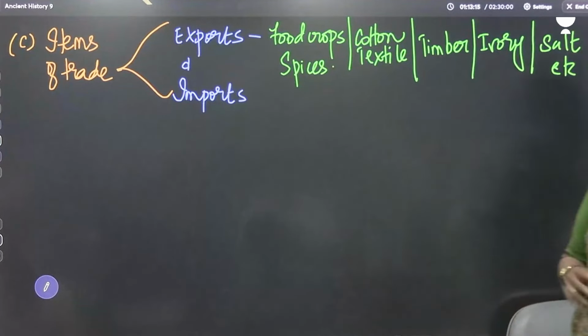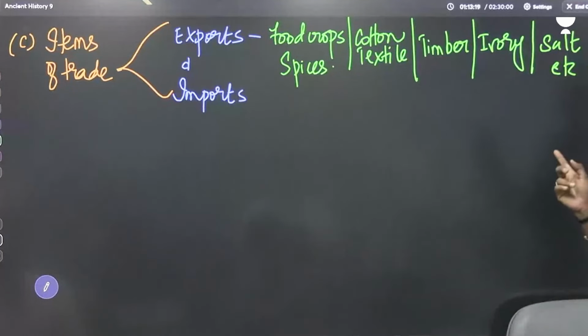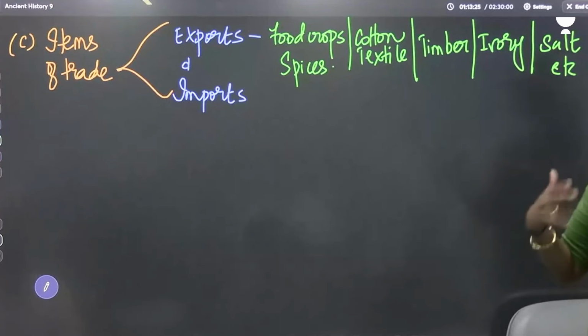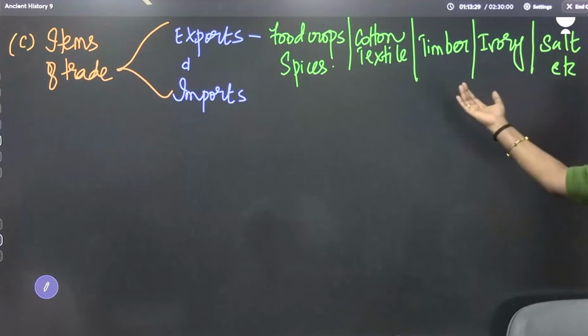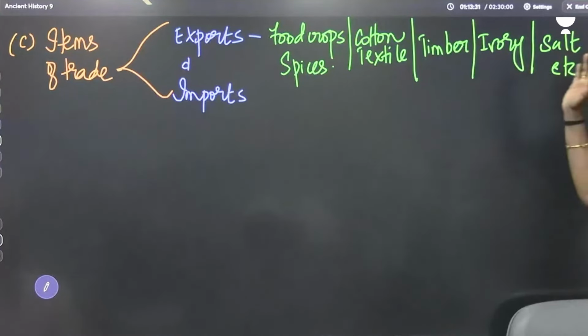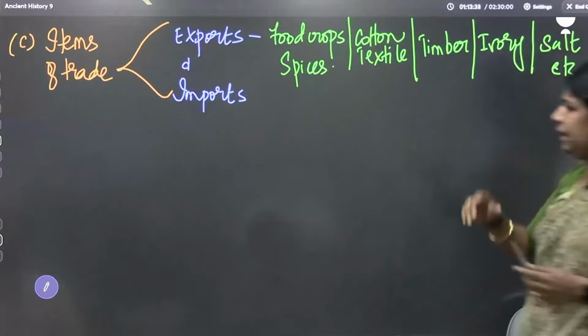So Aryans exported food crops, cotton textile, Sindon, timber, getting lots of timber they had. Varieties of timber, teak, ebony, rosewood, all sorts of timber, logs. They used to export, then ivory. So which means elephants were known to them, then automatically salt, rock salt. So all these Aryans started exporting.